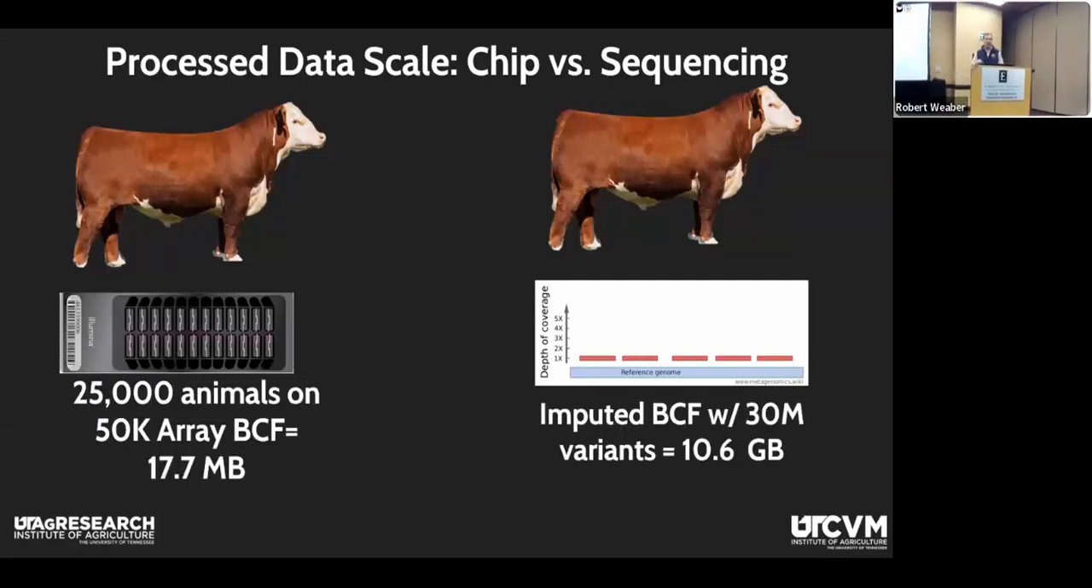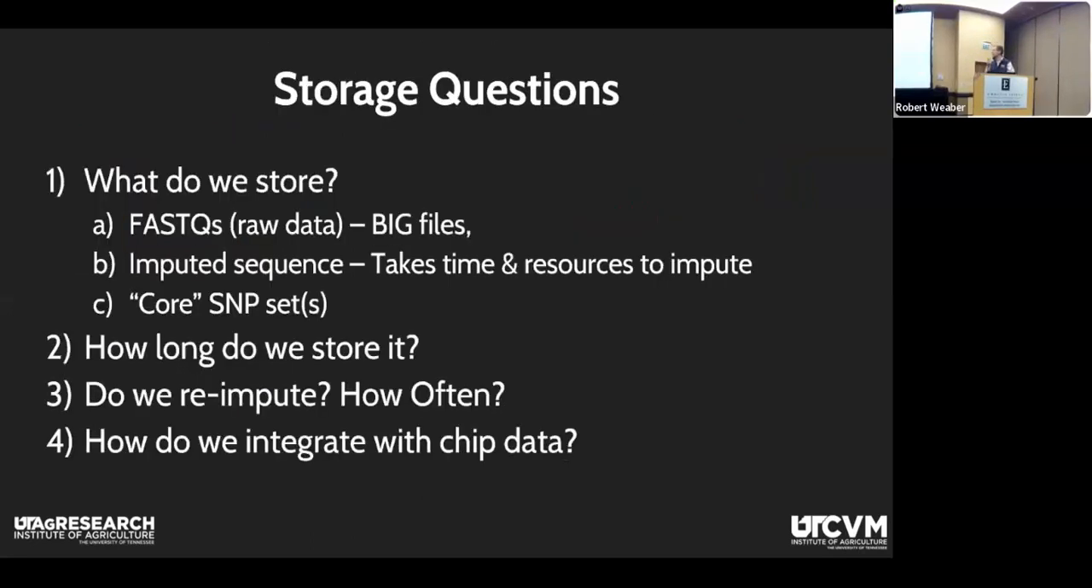And even processed data, as we think about delivering 25,000 animals on a 50K array, again, just what I had handy yesterday as I was flipping through files, is about 17.5 megabytes in a BCF format. So this is a compressed variant call format, whereas when we look at the same animals in a similarly compressed variant call format with 30 million variants, we're up well over 10 gigabytes worth of information. So even the processed data, there's still a couple of orders of magnitude more information that we have to handle, store, and figure out what we're going to do and utilize within a genetic prediction context.